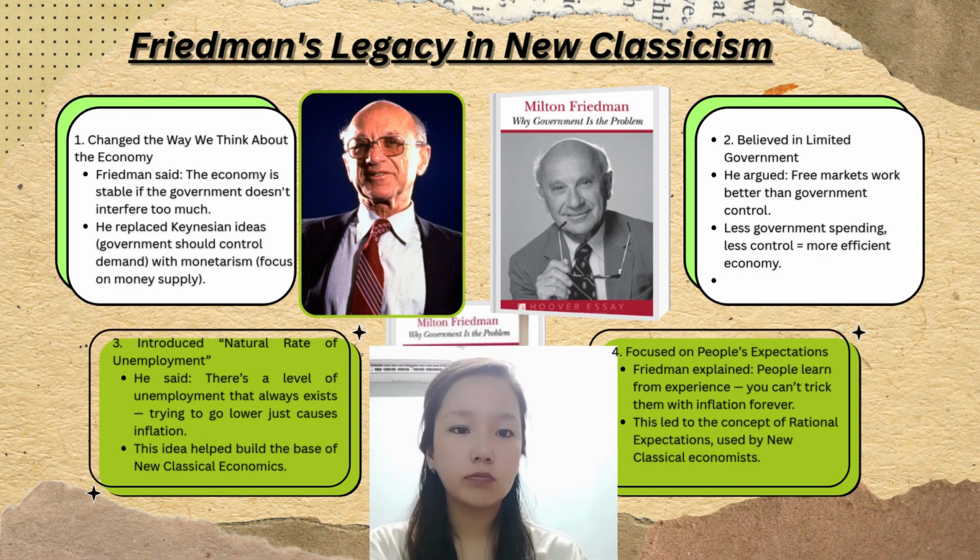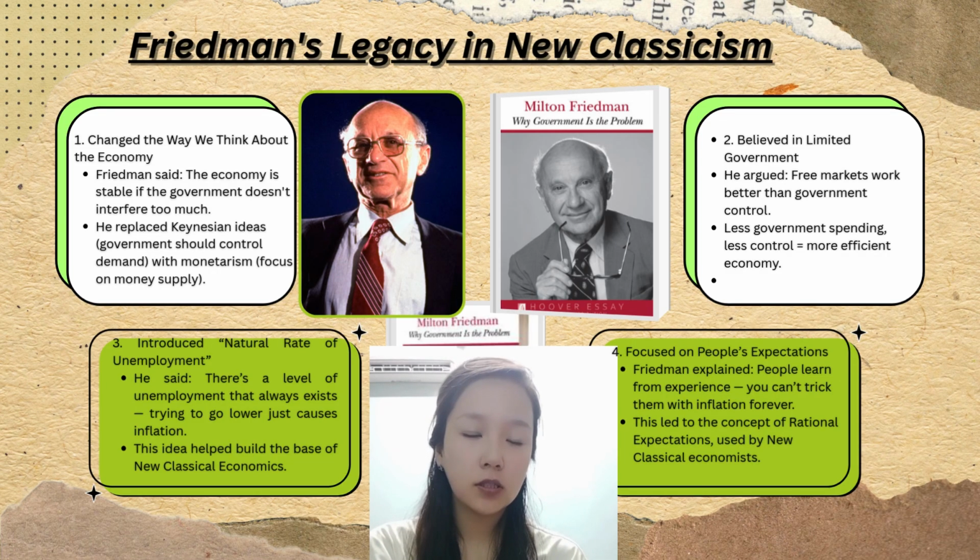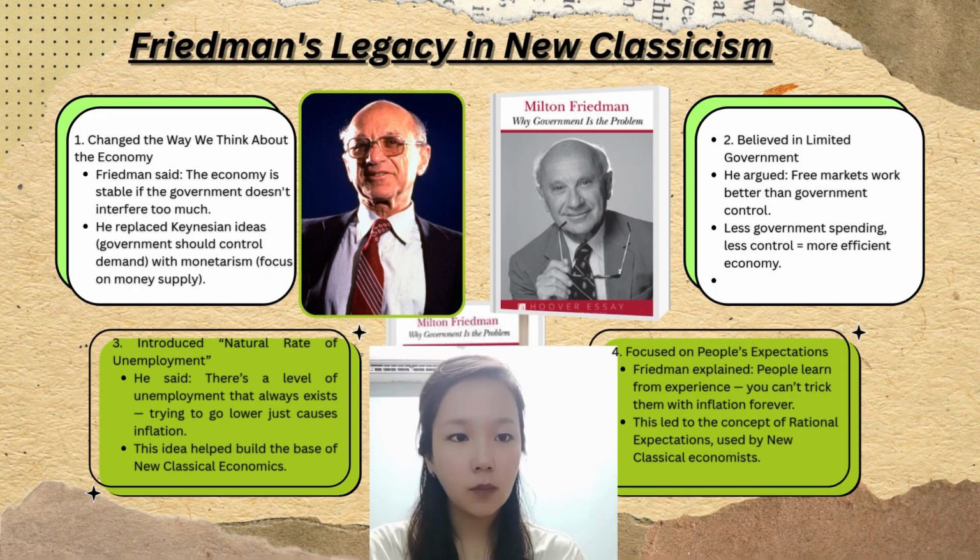If the government tries to lower unemployment, it leads to inflation. This idea helped build the base of new classical economics. The fourth one is focused on people's expectations. Friedman explained that people learn from experience. You cannot trick them with inflation forever. This led to the concept of rational expectations used by new classical economics.